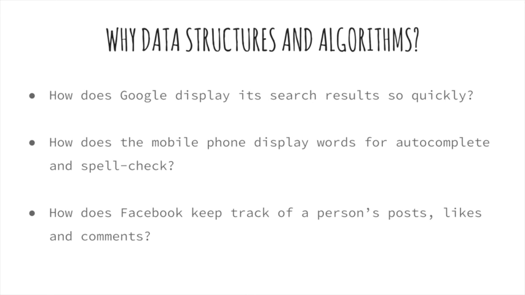A data structure called tree, or often pronounced try, helps to store the words in an effective manner so that the algorithm can quickly find a list of similar words and make suggestions for the autocomplete. Finally, how does Facebook keep track of a person's posts, likes, and comments? All these are not possible without data structures and algorithms that can work on this data.